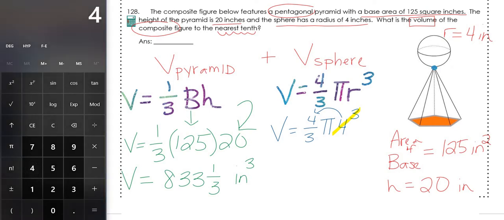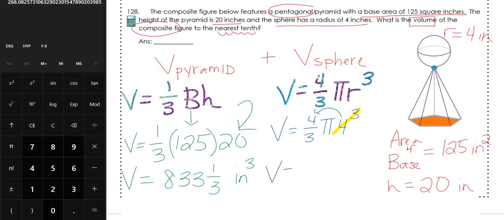So 4 to the 3rd power is 64 times 4 divided by 3 equals. So it's also 85 and 1/3 pi. Let me multiply the pi in. Times pi equals. Okay, so the volume of the sphere is approximately 268.0825. Oh, it will be 826 if I go out 4 decimal places.